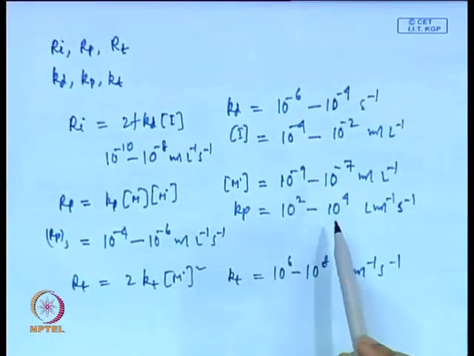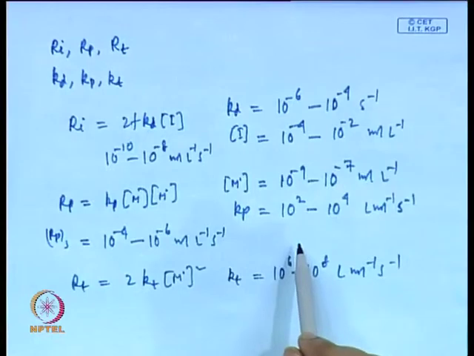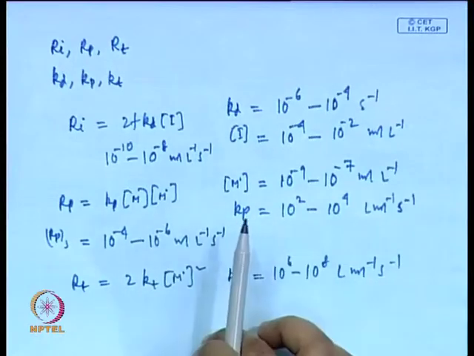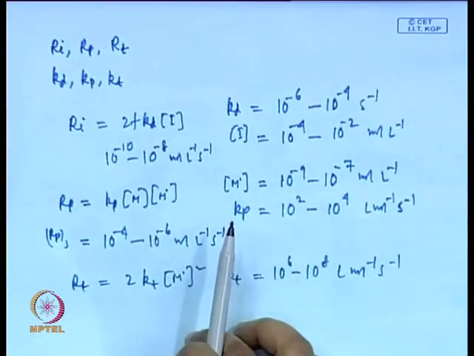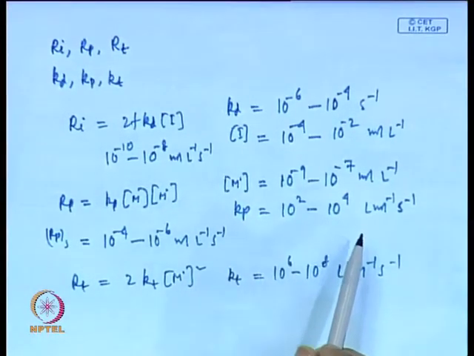Now, the values could be different for different monomers and solvent choice, and it could also vary on the various methods you have utilized to determine these values. Okay. So, it depends on the method, it depends on the monomer and the choice of solvent, but these are the typical values of the different rate constants and rates.